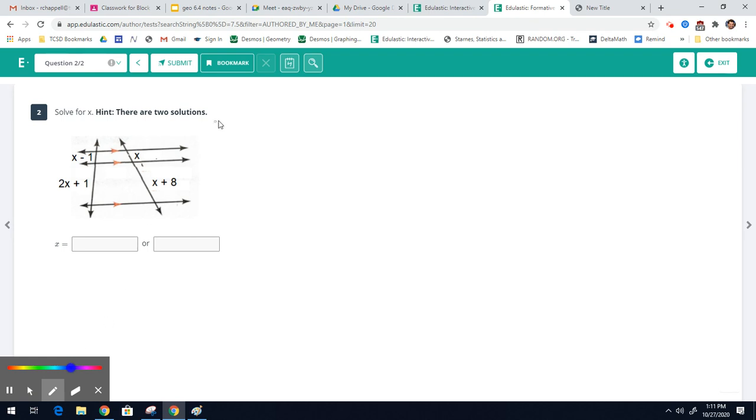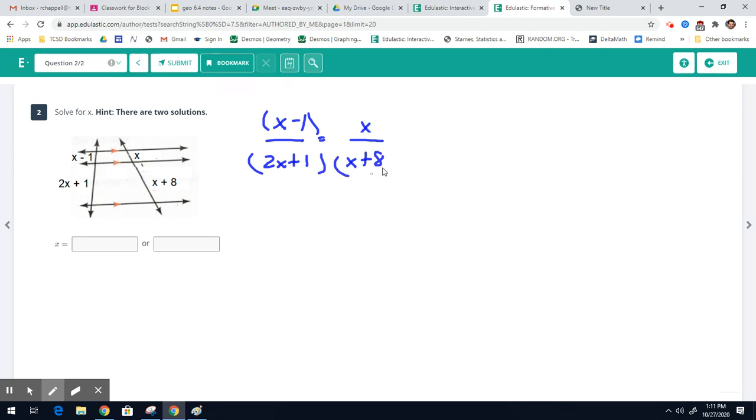So we'll go x minus 1 times 2x plus 1 equals x over x plus 8. Again, I'll put my binomials in parentheses. I'll go ahead and cross multiply. So it's going to be x minus 1 times x plus 8, and it's going to be x times 2x plus 1.